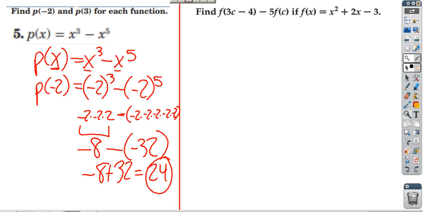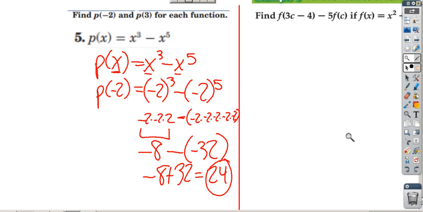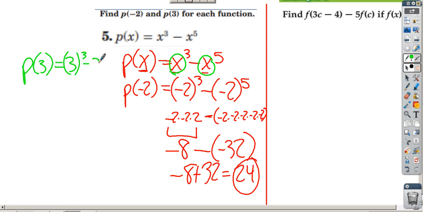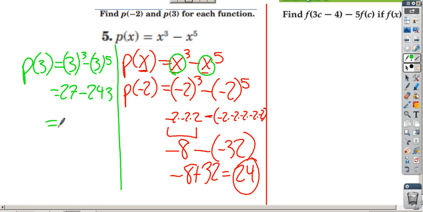Okay, the second one says p of 3. Same exact procedure, only the difference is instead of plugging in negative 2, we will plug in positive 3 wherever I see an x. So here and here are going to get 3 plugged in. 3 to the third minus 3 to the fifth. So 3 to the third power, 3 times 3 times 3, is 27. 3 to the fifth power, 3 times itself 5 times, is 243. 27 minus 243 would be negative 216, and that's all you need to do, just plug it in.